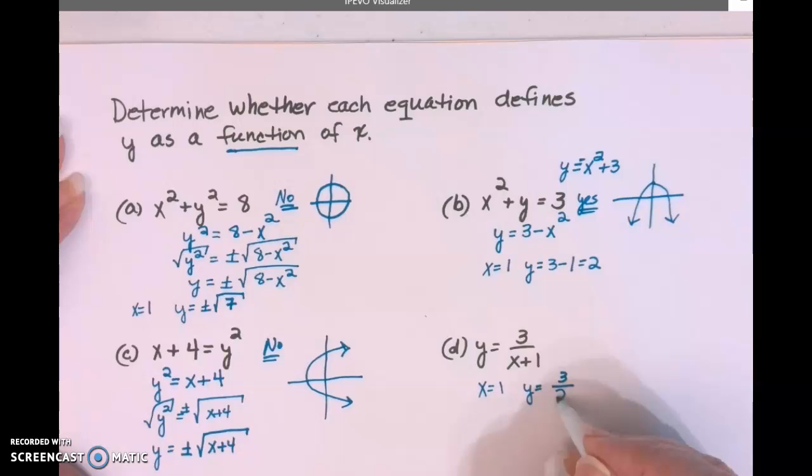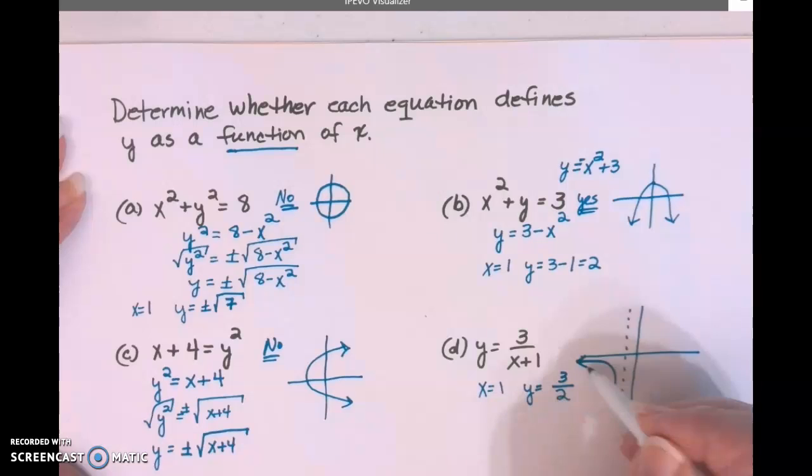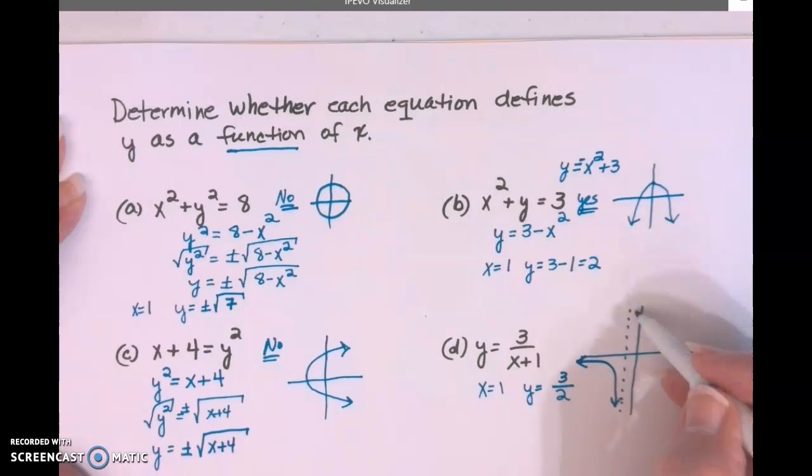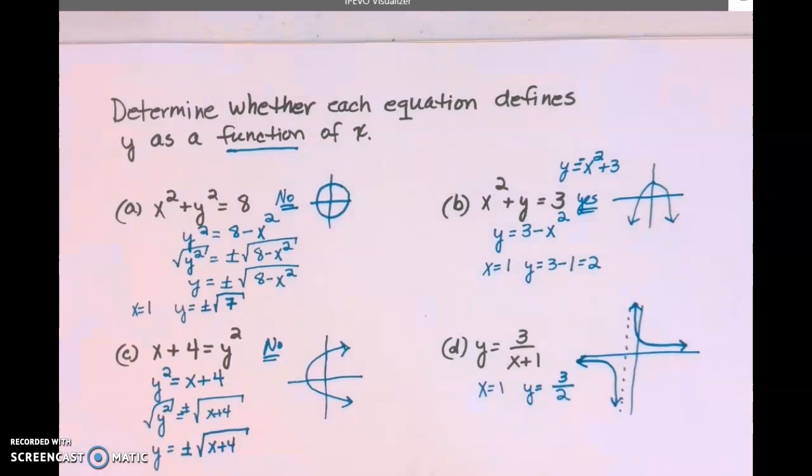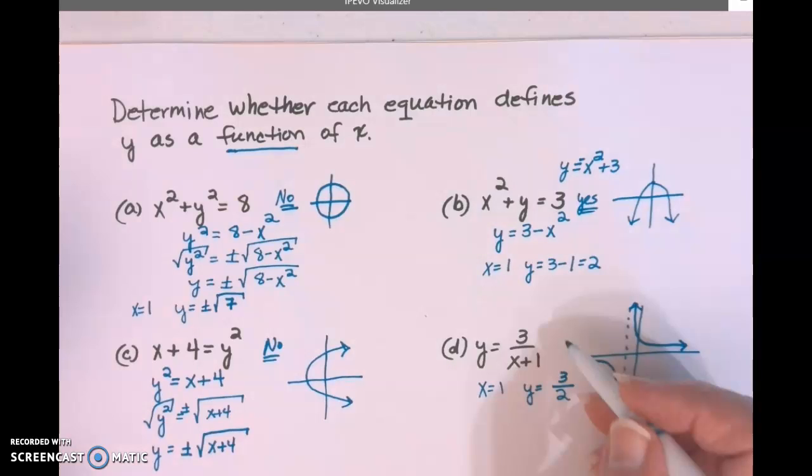And we kind of know what this looks like. We're going to have a vertical asymptote at x equals -1. It will come this way and approach the vertical asymptote, and it goes this way, and you have a horizontal asymptote at the x-axis. Now that would pass the vertical line test. So this is a yes.